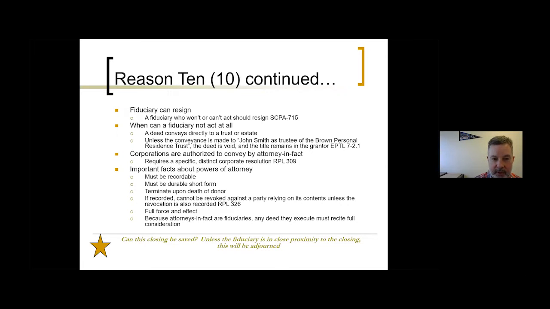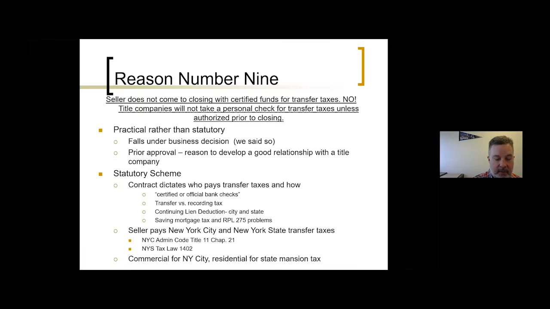At a closing, when a power of attorney is used, we're going to be looking for a full force and effect affidavit, and we're going to look for the deed to recite full consideration because they are fiduciaries. So now, would this closing be saved? Unless the fiduciary is in close proximity to the closing, this closing is most likely going to be adjourned. Okay.